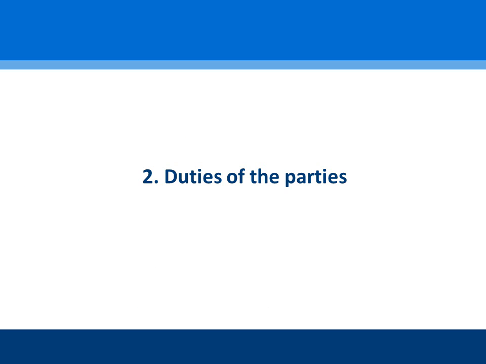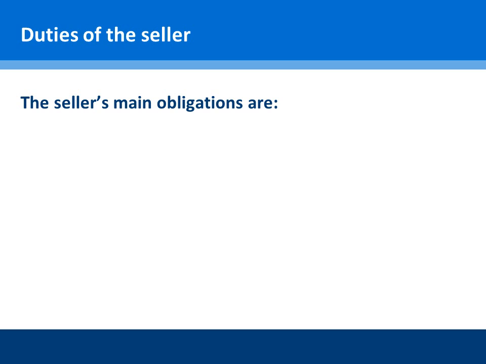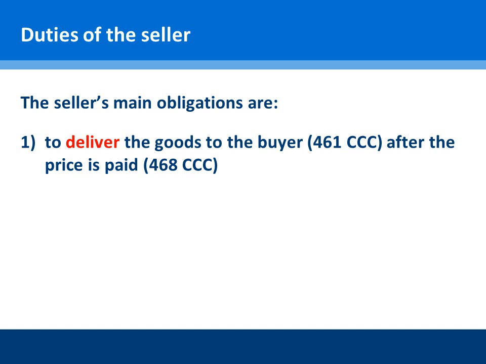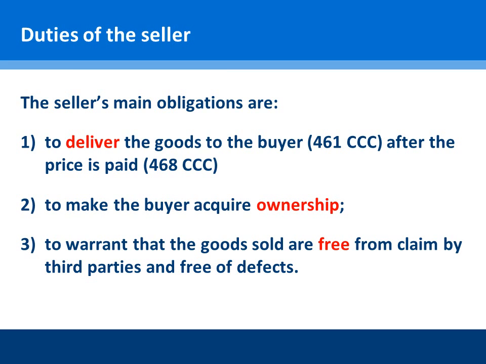What are the duties of the parties? The duties of the buyer include taking delivery of the property which is sold, as well as paying the price. Duties of the seller include to deliver the goods to the buyer after the price is paid, as well as making the buyer acquire ownership, providing all the necessary documents which may be required to make the buyer acquire ownership of the goods. Also to warrant that the goods sold are free from claims by third parties and free of defects. Let's see in more detail what this means.